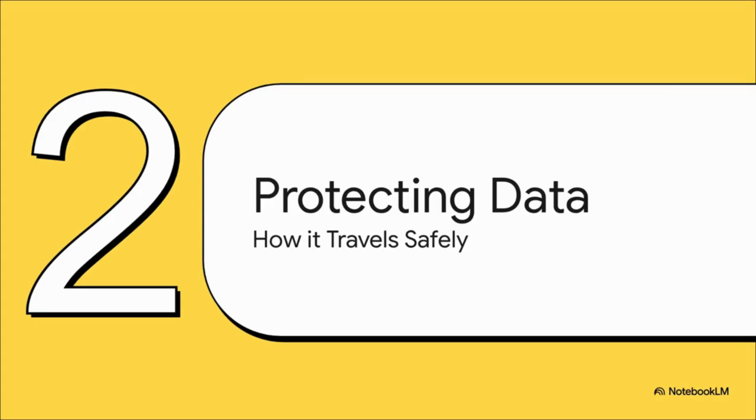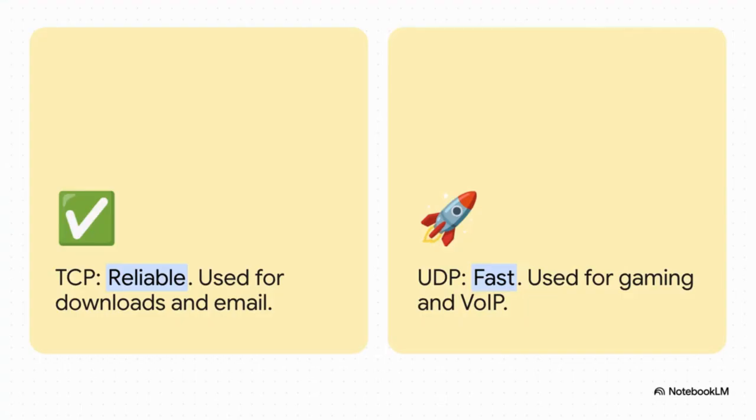Okay, so we've covered how devices get their addresses. Now let's build on that. Let's move on to our next big idea. How does data actually travel across the network and how do we keep it safe? It all comes down to a trade-off. Think about it. When you're downloading a big file, you need every single piece to arrive, and arrive perfectly. That's TCP. It's super reliable, it double-checks its work.